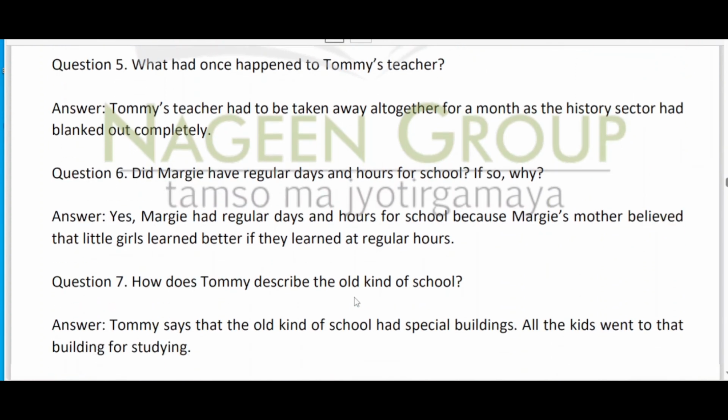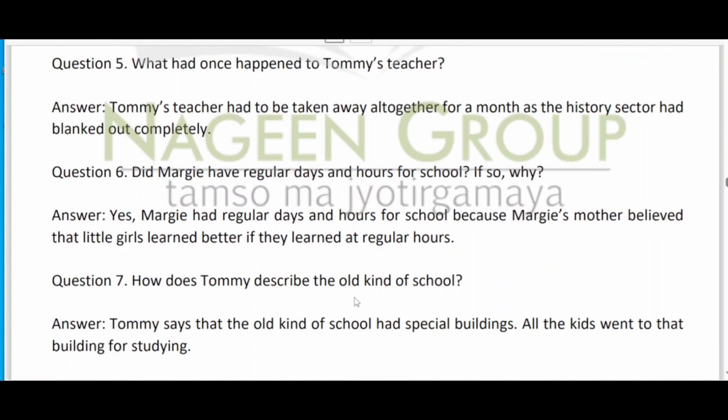Question number 6. Did Margie have regular days and hours for school? No. Regular, except for Saturday and Sunday, but usually they had regular days and hours because Margie's mother believed that girls learn better if they learn at regular hours.